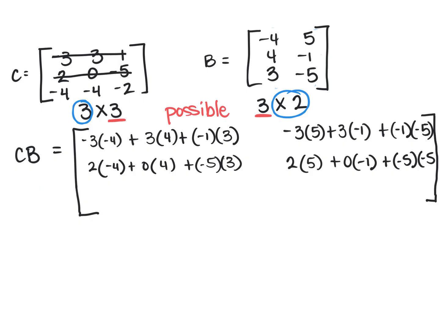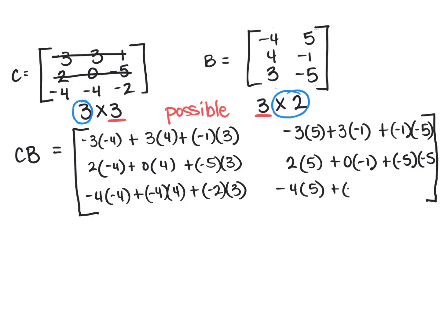So now we move to the bottom and start over. So we have -4 times -4. We have -4 times +4. And we have -2 times +3. And then we move to the last, which is negative 4 times 5. Then we have negative 4 times negative 1. And then we're going to have negative 2 times negative 5.